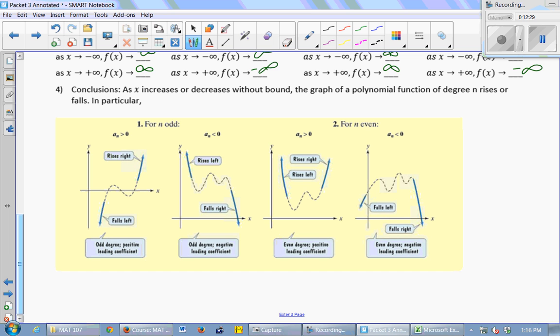And then to decide which arm goes up and which arm goes down, when the leading coefficient is positive, it's the right arm up. When the leading coefficient is negative, it's the left arm up. Leading coefficient positive with even degree, both arms up. Negative with even degree, both arms down.